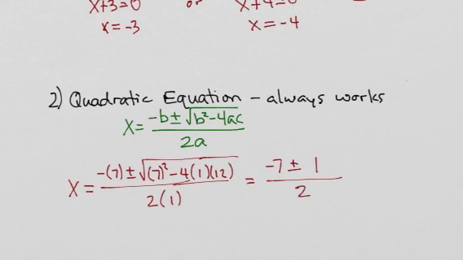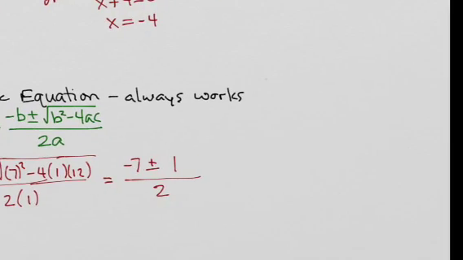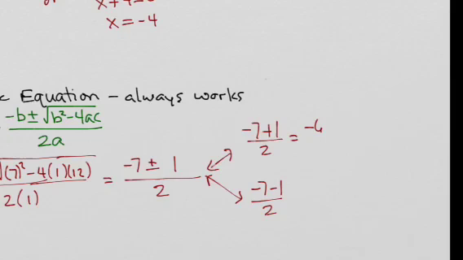My first answer is going to come from me doing the plus version of this. So I'm going to do the negative 7 plus 1 over 2. Now my second answer is going to come from me doing the minus version of this. So that means I'm going to get negative 6 over 2, which equals negative 3. This way I'd get negative 8 over 2, which equals negative 4.